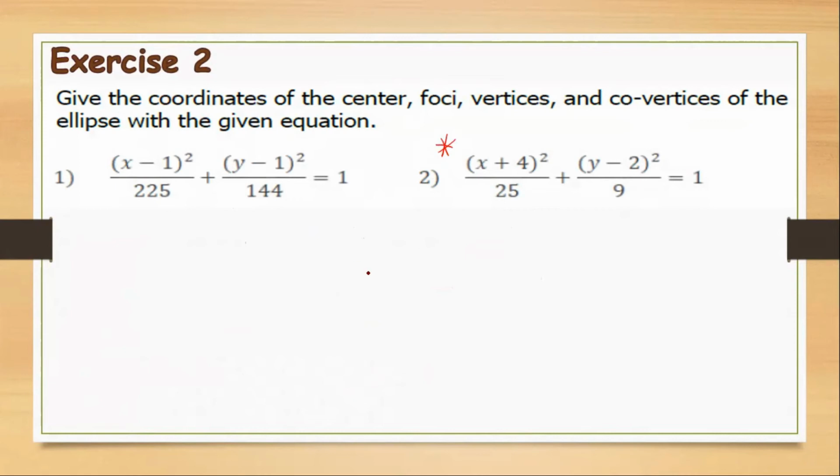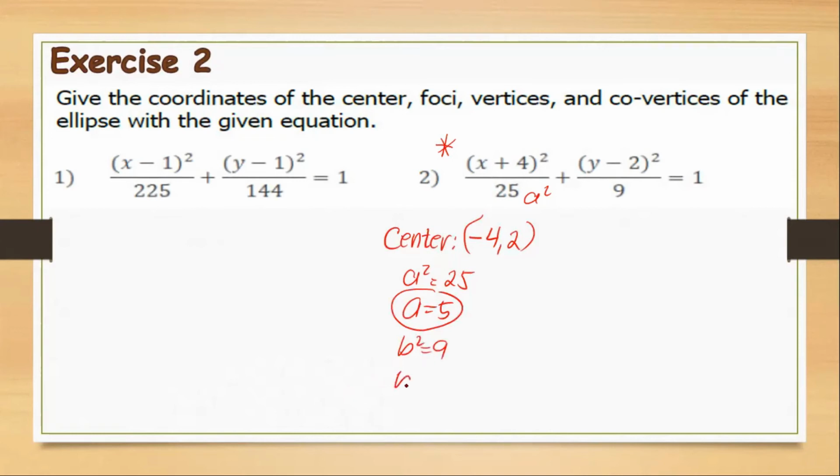Number 2 again. Okay, so the center is at (-4, 2). Our a squared is equal to 25, so our a is equal to 5. Our b squared is equal to 9, and so our b is equal to 3. Let's solve for the other one. c is equal to the square root of 25 minus 9, and c is equal to the square root of 16. So c is equal to 14. Sorry, it's not 14, but 4.